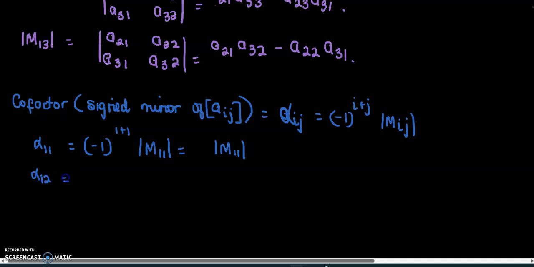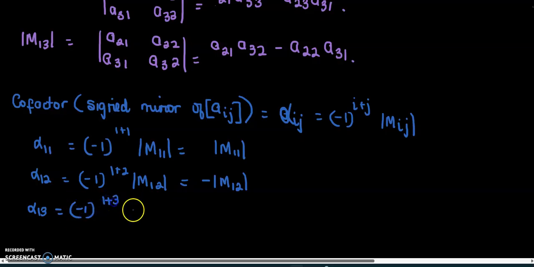Alpha 1,2 is equal to minus 1 to the 1 plus 2, by the minor M12, and that is equal to minus the modulus of M12. Then alpha 1,3 in a similar manner is equal to positive now, because minus 1 to the power 1 plus 3 is 4, so that's positive. It's the determinant of this matrix when we remove the first row and third column.